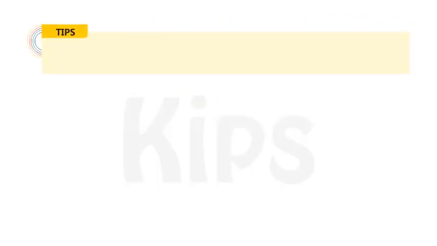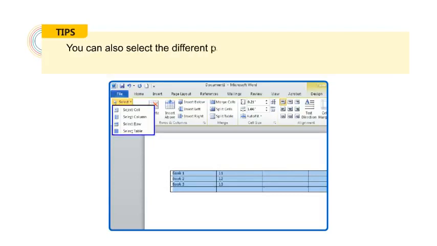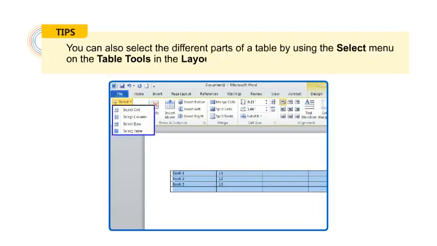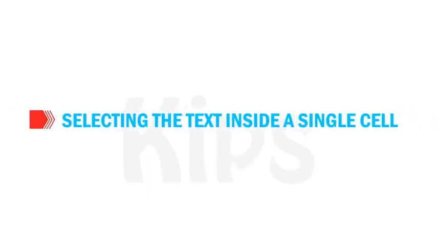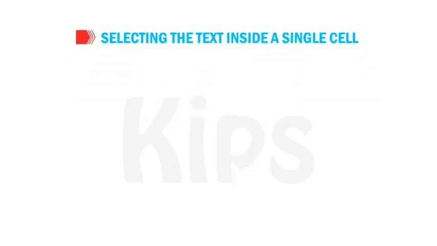Students, let me share a tip. You can also select the different parts of a table by using the Select menu on the Table Tools in the Layout tab. Students, let us learn how to select the text inside a single cell.